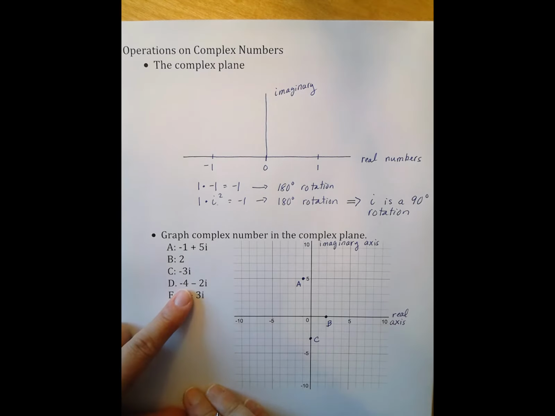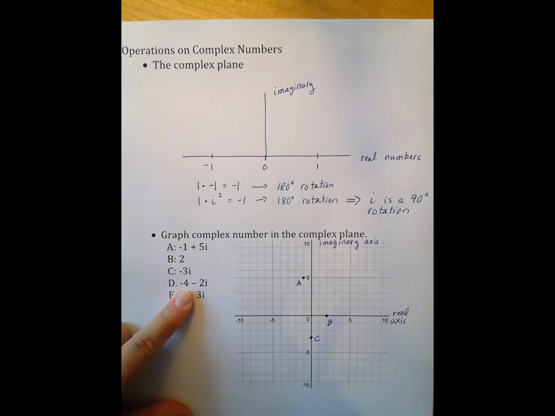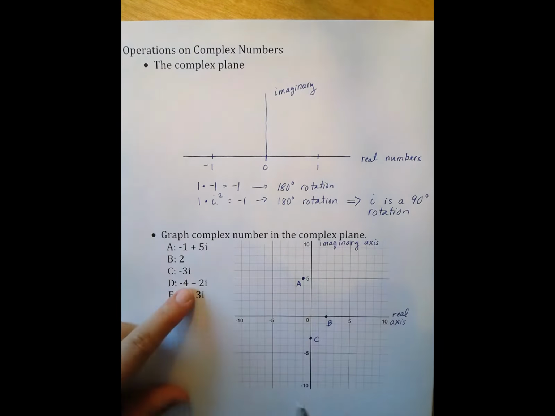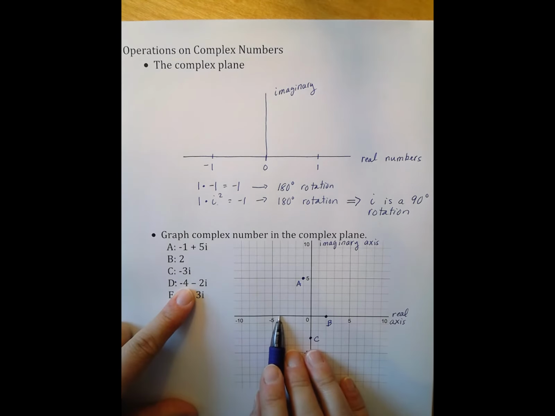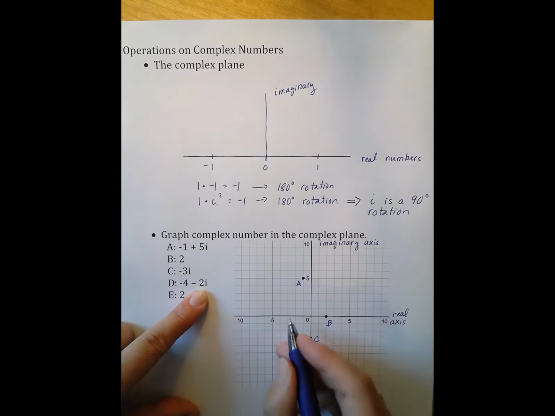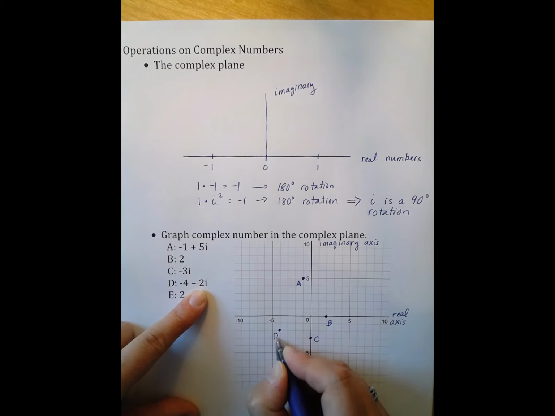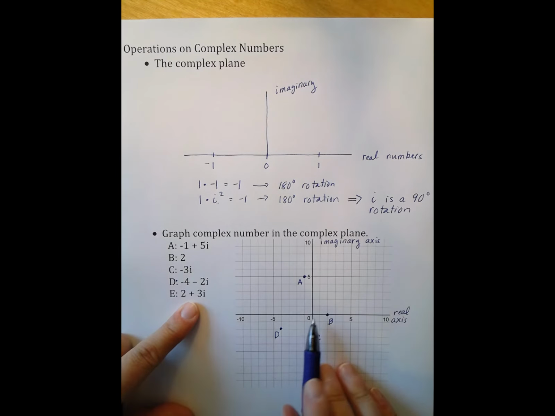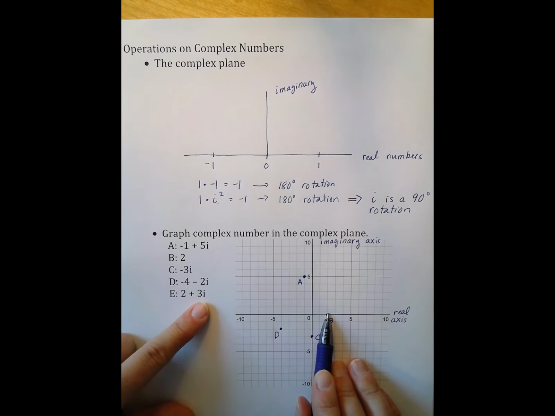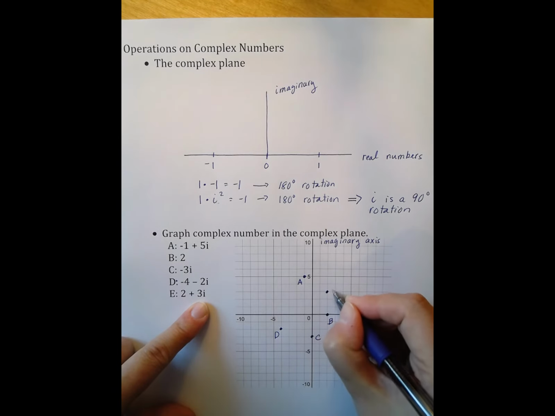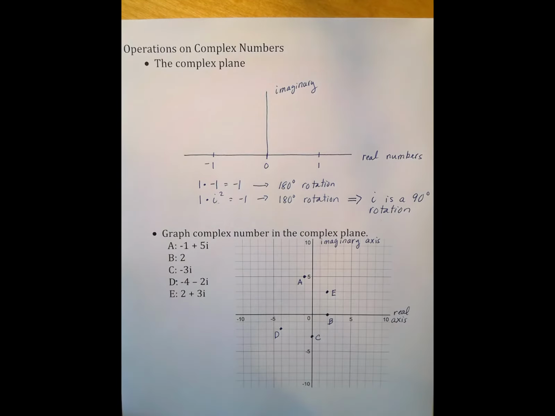-3i. D, again, I have both portions. I have a real portion that's -4 and an imaginary portion that's -2. And E, I have a real portion that's +2 and an imaginary portion that's +3. And I have now graphed these 5 points on the complex plane.